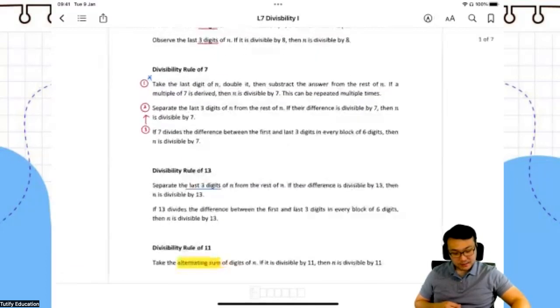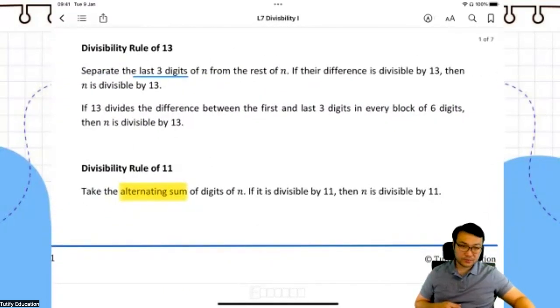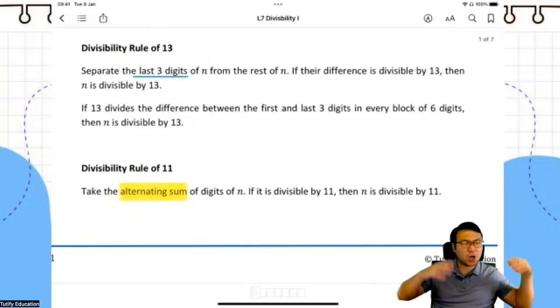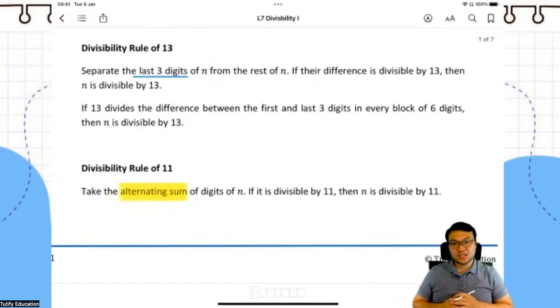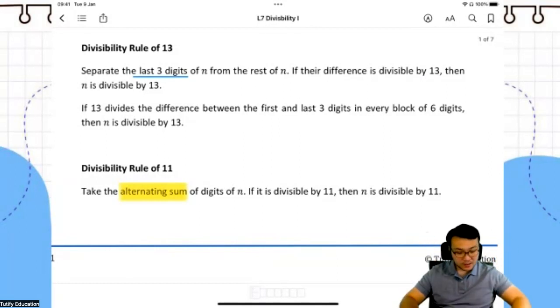Let's take a look here. Do you think it will be useful for you to separate the last three digits out of such a long number? No. It's not useful. So let's use the other rule. What's the other rule? Divide the difference between first and last 3 digits in every block of 6 digits. Yes, very good. We just break them down into blocks of 6 digits.